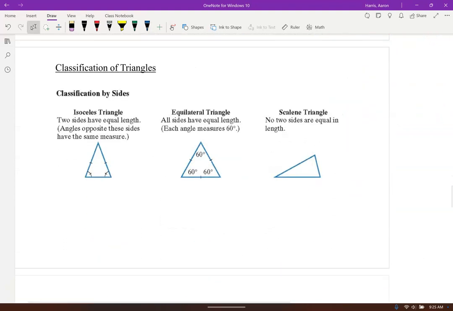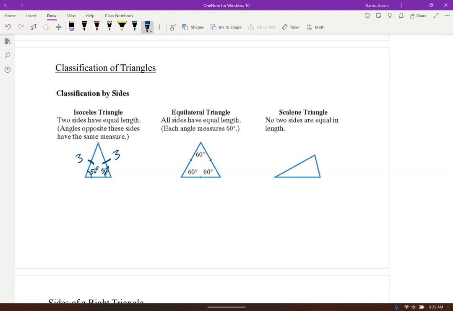And let's get into classification of triangles. An isosceles triangle has 2 sides the same. So notice the marking here and here. Those sides are the same. So if this is 3 inches, that would have to be 3 inches. And that also means that they have 2 angles that are the same on opposite sides. So if that's 50 degrees, this has got to be 50 degrees right there as well.